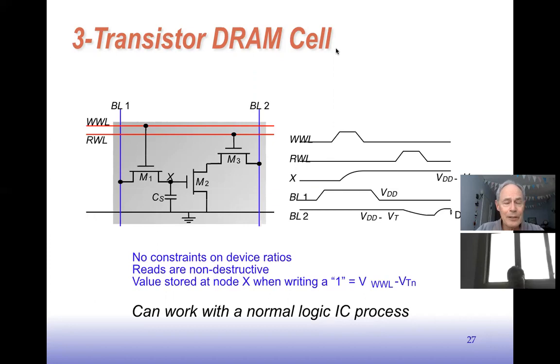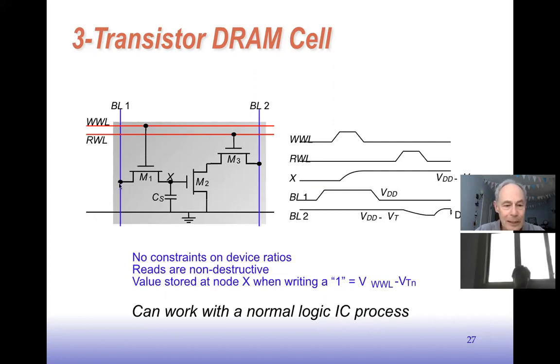But it's not the type of cell that's used in a commercial DRAM. But it's interesting nonetheless, so let me just describe how this thing works. You've got 3 transistors here in this configuration. There are 2 bit lines and 2 word lines. This one is not differential.